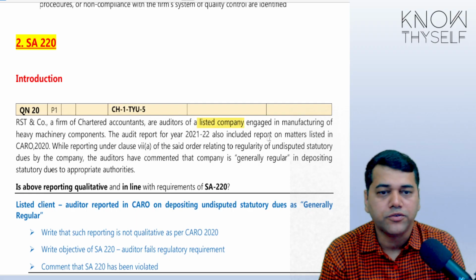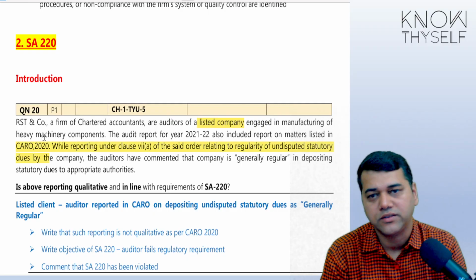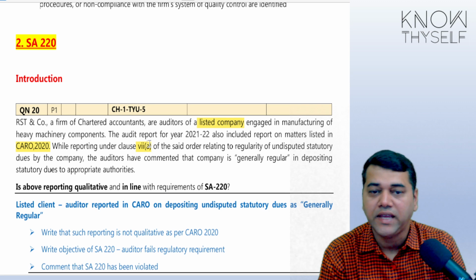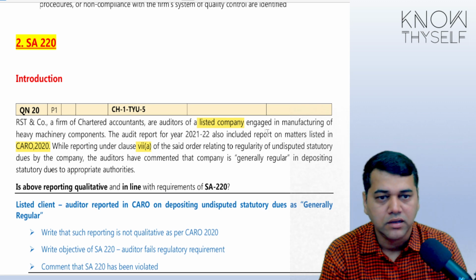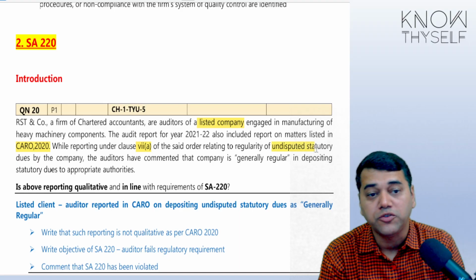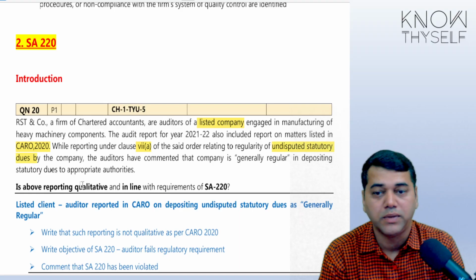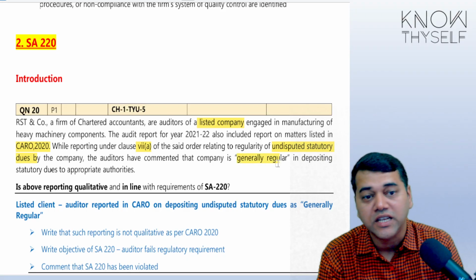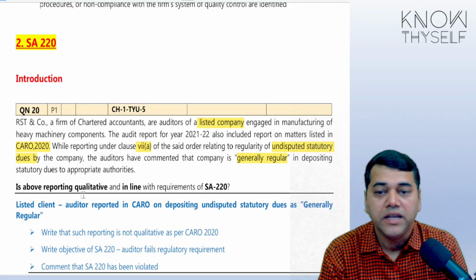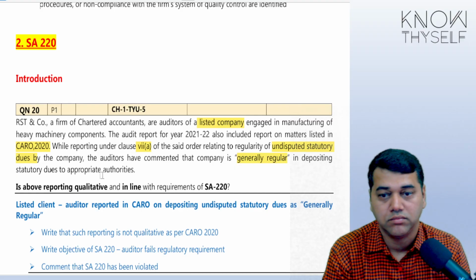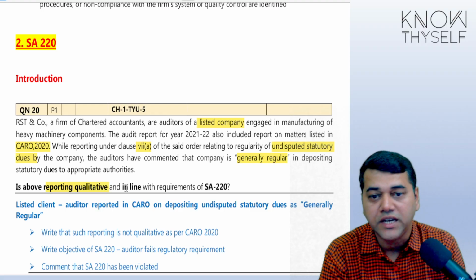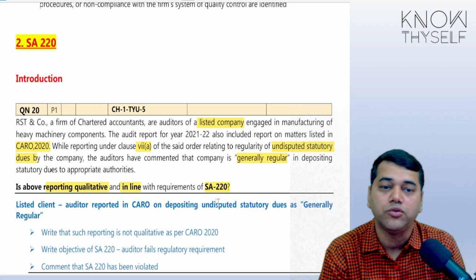Now, the audit report also includes a report on the CARO 2020. Yes, CARO 2020 will be applicable, so our auditor is supposed to report. Now, there is one clause 7A, which we will see in chapter number 7, that the auditor has to report on undisputed statutory dues by the company. The auditor reported that it is generally regular, but he did not tell the amount. Now, one fundamental question comes: is the above reporting qualitative and in line with the reporting under SA 220?